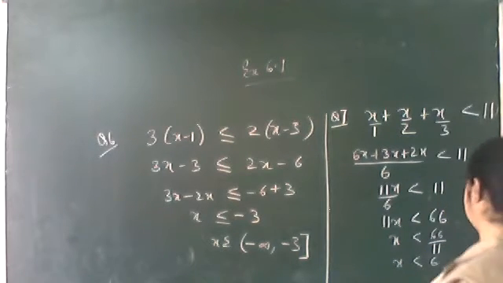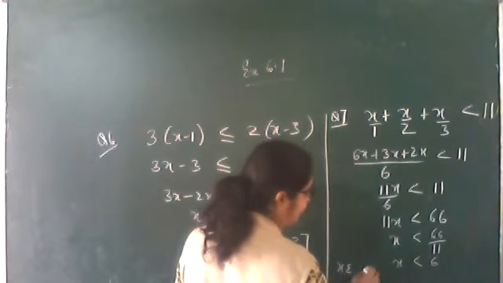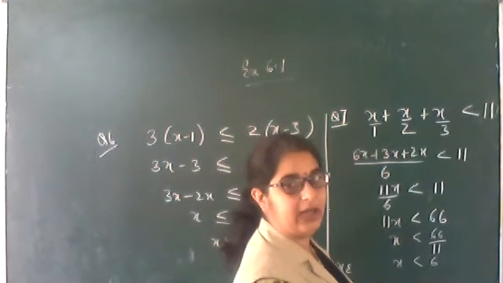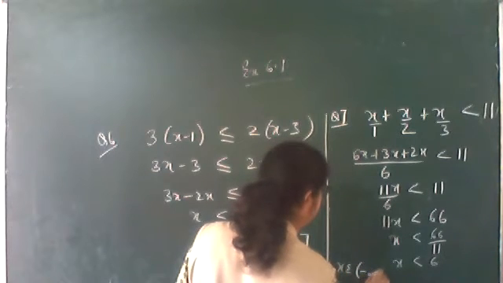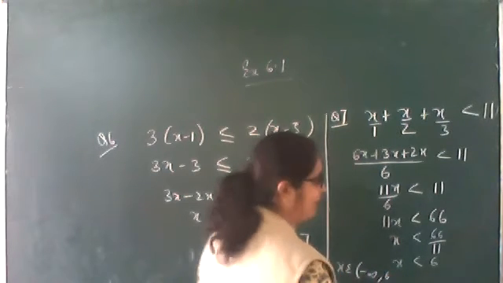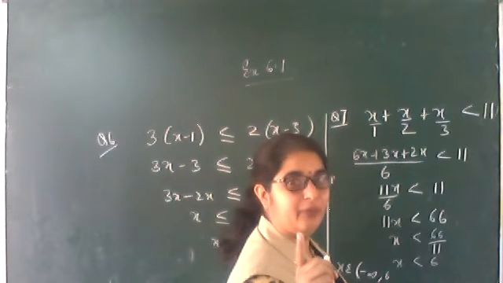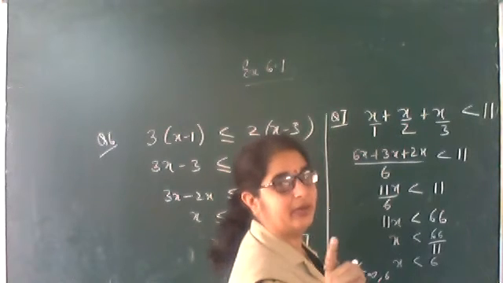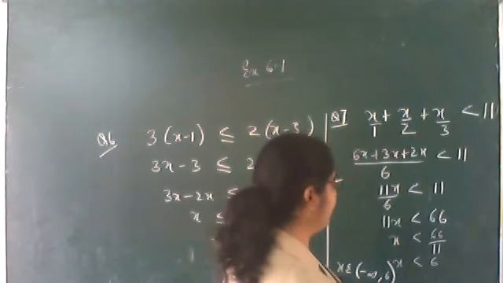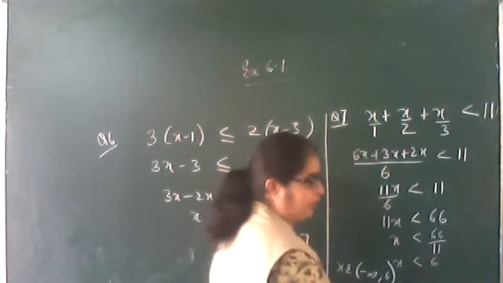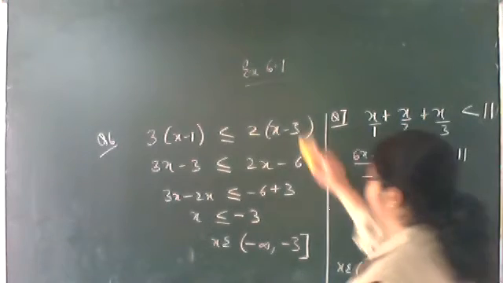When x is less than 6, what does it mean? x belongs to less than 6. Smaller than 6, so minus infinity to 6. Very good. Minus infinity to 6. Now which bracket will come, open or close? Open bracket on both sides if we use 6, and close bracket if we use 5. Very good. So minus infinity to 6 with an open bracket. Why? Because the equal to symbol is not there. So it will be an open bracket. Very nice. Question number 7.